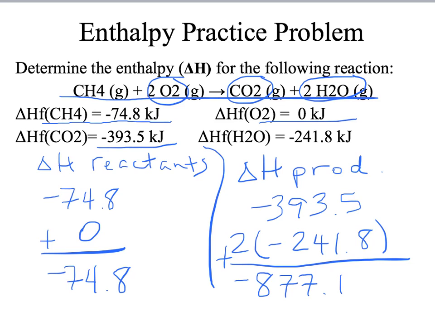Now we can use delta H of products minus delta H of reactants. It gives us the heat of the reaction. When you subtract 877.1 minus negative 74.8, the heat of the reaction is negative 802.3 kilojoules. So it's products minus reactants. We also know, since the heat of the reaction is a negative number, that the reaction is exothermic. So it's going to be giving off quite a bit of heat.